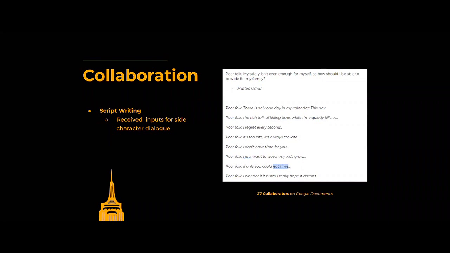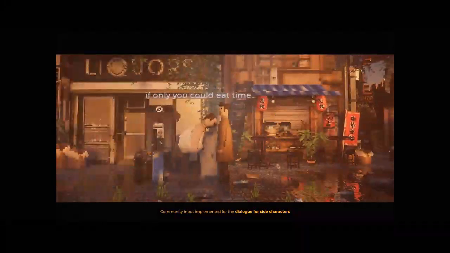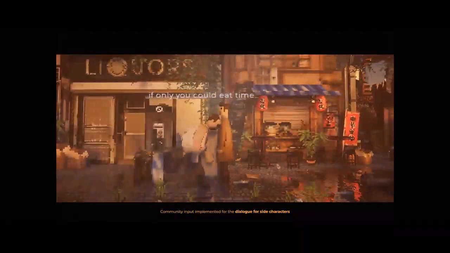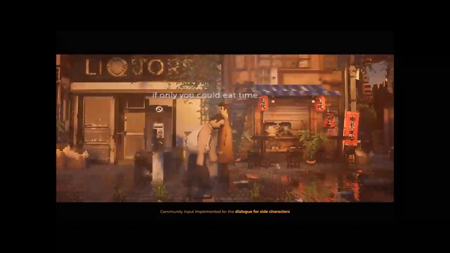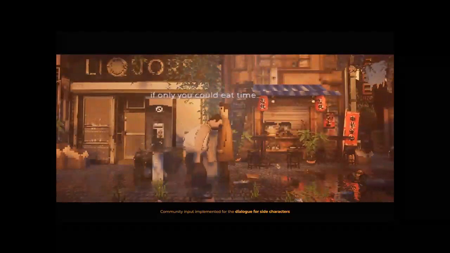Of course I couldn't really generate so much narrative for all of the characters, so I decided to open it up, and then I managed to receive about 27 collaborators. I asked them to come up with some scripts for the poor as well as for the rich folk. So let's say in this case we have "if only you could eat time," and now you can see that I placed it on his head over here. So it's much easier for me, and it also contributes to the community in terms of inputs into the game itself. I also managed to credit them in the credits section.